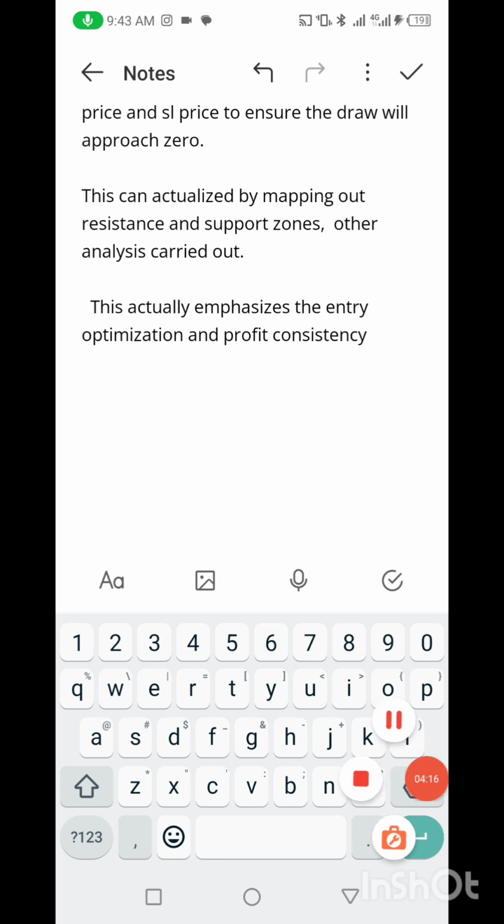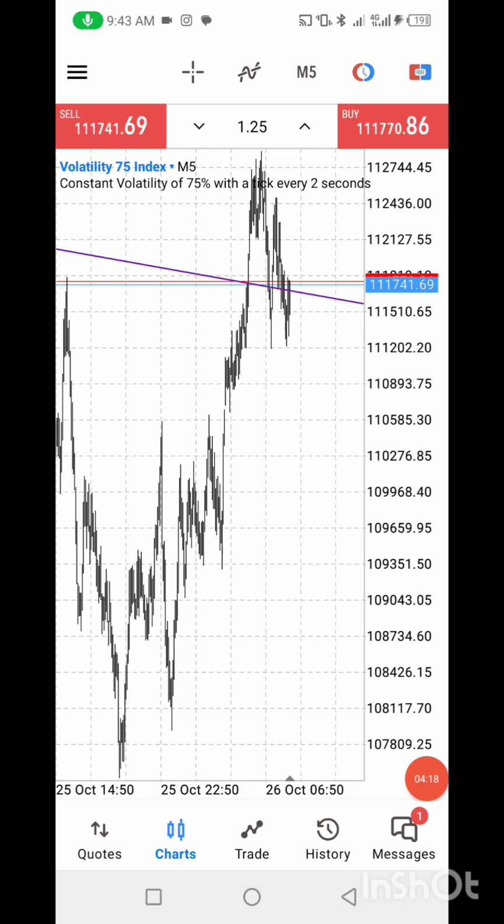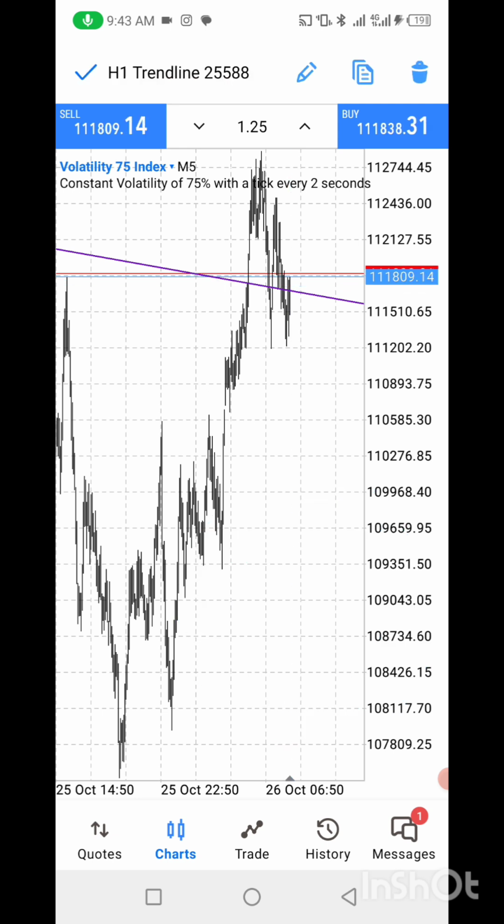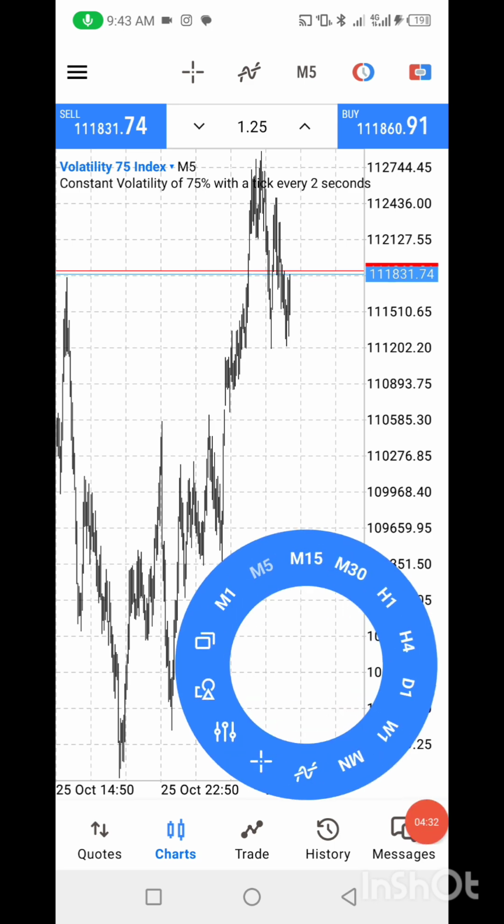And so I'm going to solve this problem, and we start by going to the market chart immediately. We shall start with the volatility of the synthetic market, and then we go to the Forex market, and this is pretty much Volatility 75 Index. Let me just run some top-down analysis to tell you what I mean.